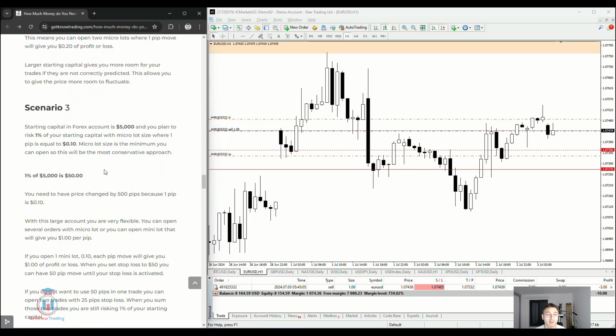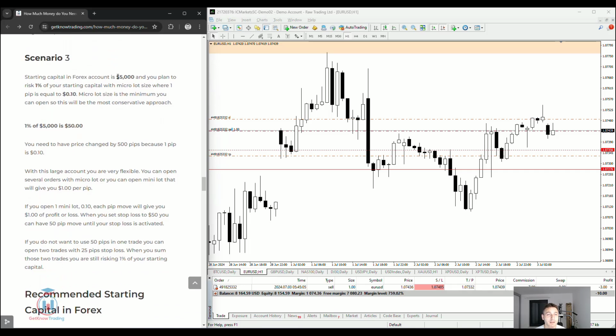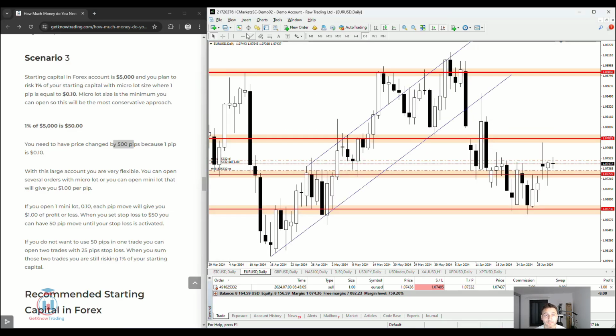Now, scenario 3 is if you have $5,000, you will allow the price to move around for $50. And that means if you have a micro lot, that means 500 pips. And that is a lot, because if we take a look here, the $500 is more than this, I can show you here. So there is a possibility for the price to jump around, and you have free space so the price can jump, not closing with the stop loss very quickly.